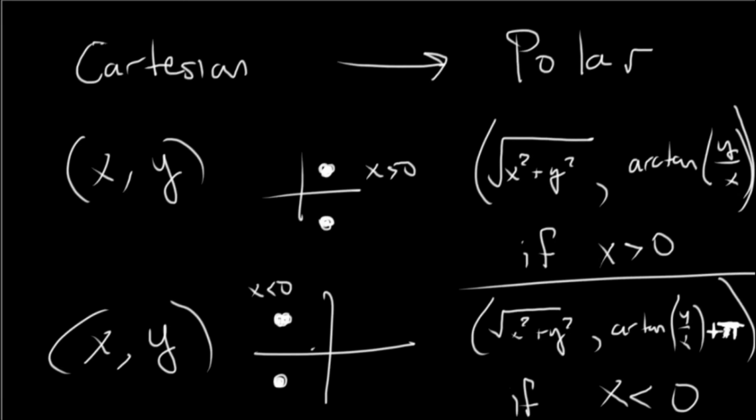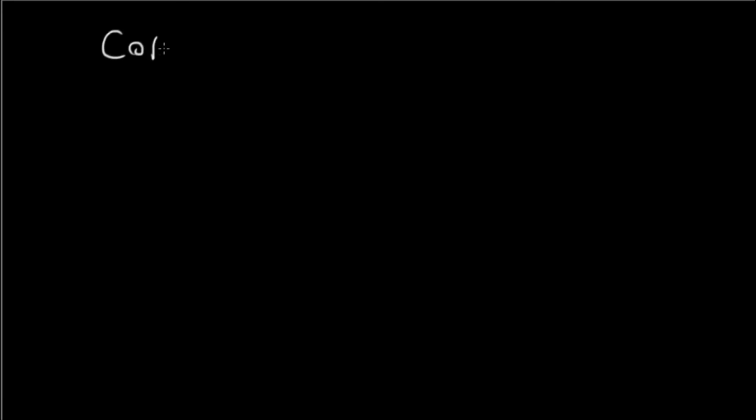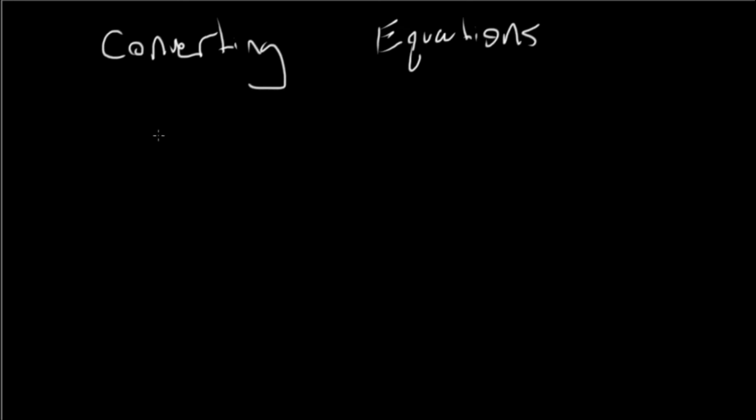All right, so in this video, I'm just trying to hit all the basics. I got one last basic thing I want to talk about, and that's converting equations from polar to Cartesian or vice versa. Let's look at converting Cartesian to polar first. I want to convert x squared plus y squared equals 25 to a polar equation.